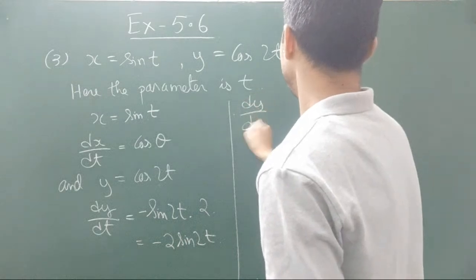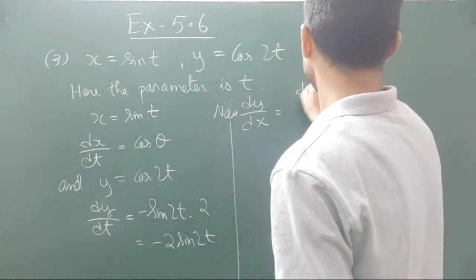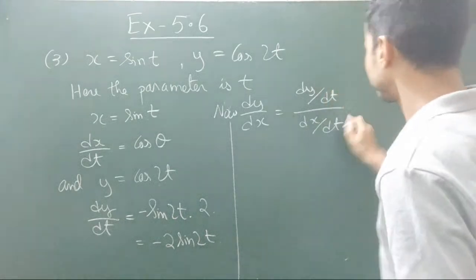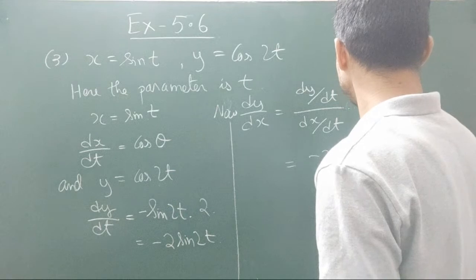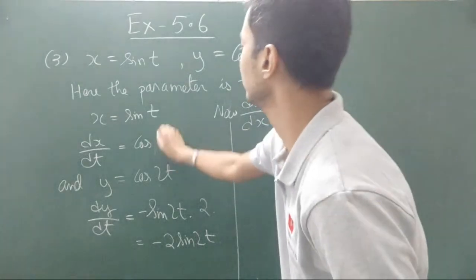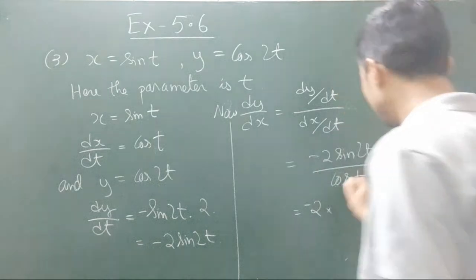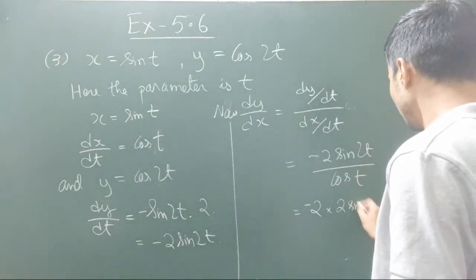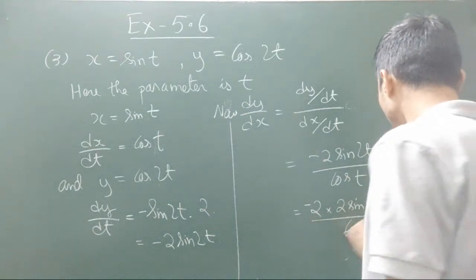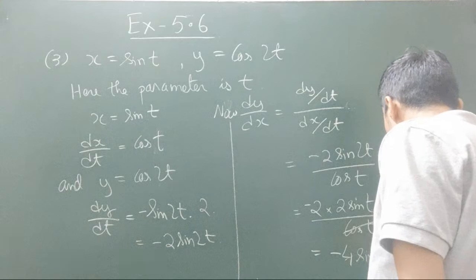So dy by dx will be dy upon dt divided by dx upon dt. So that will be minus 2 sine 2t divided by cos t. This one we can expand: sine 2t is 2 sine t cos t, divided by cos t. So cos t we can cancel. We will have minus 4 sine t.